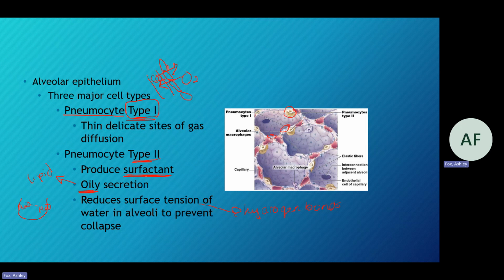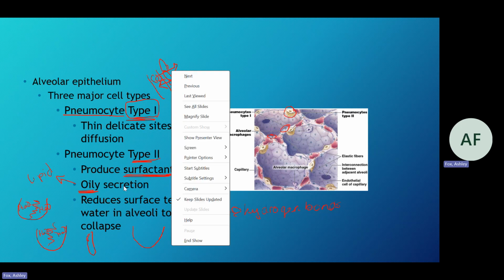What we do with surfactant is actually prevent this from happening. So what would happen if you had a water molecule over here and a water molecule over here, and then they're making bonds? Well, these are thin, delicate alveoli. So what are they going to do? They're going to collapse. So what we do is we add oil that repels water because it doesn't mix. Oil and water do not mix, so you keep the alveoli open and happy. So pneumocyte type 2 producing surfactant is really important.